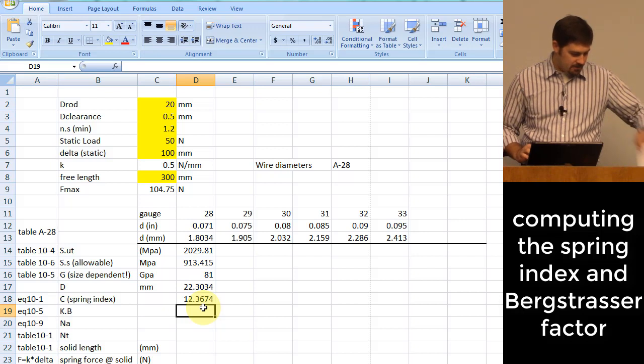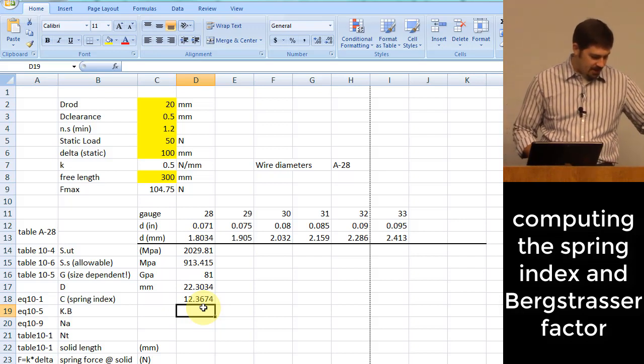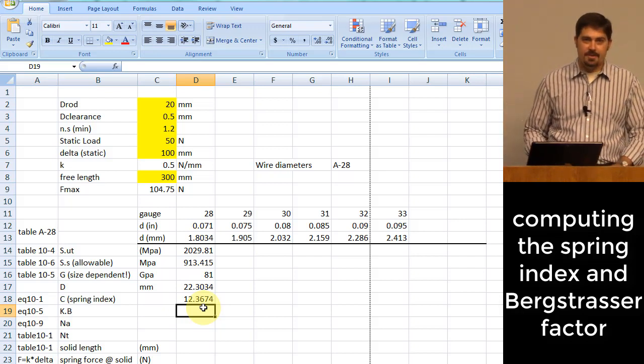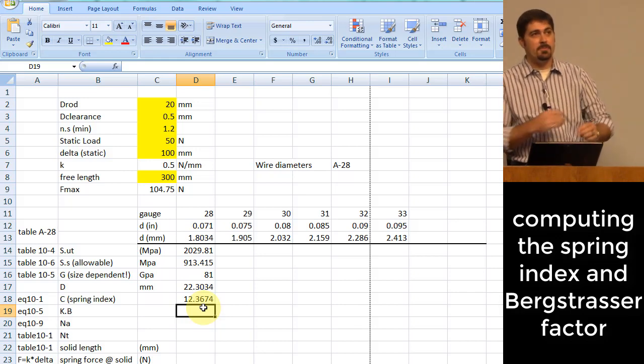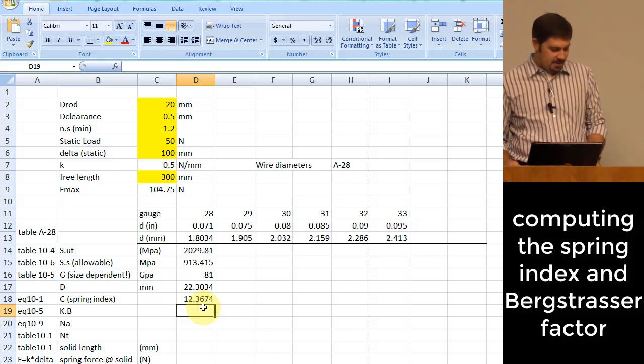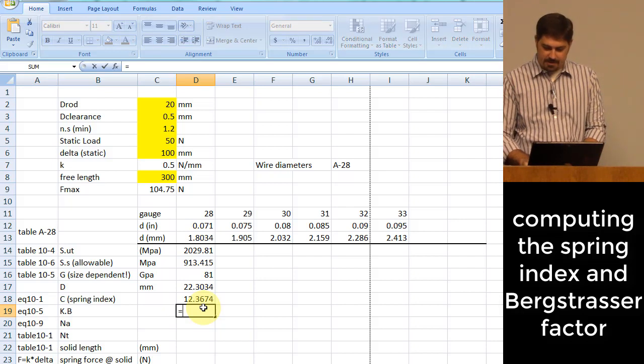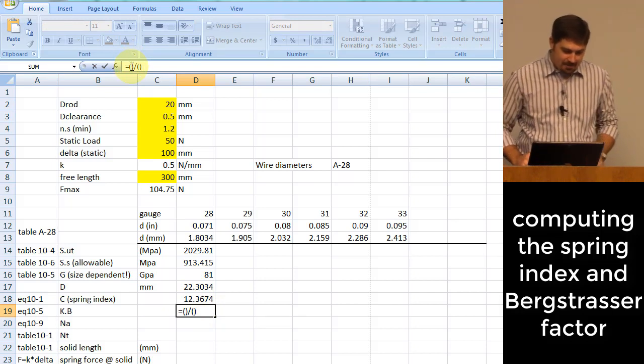Bergstrasser factor. One of our coolest sounding, you know, if you go home and your parents wonder why they've spent all this money while you're going to school, just tell them you learned about the Bergstrasser factor, and that's going to really convince them, I think. Maybe not, but maybe so.